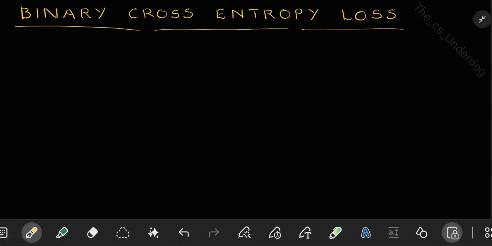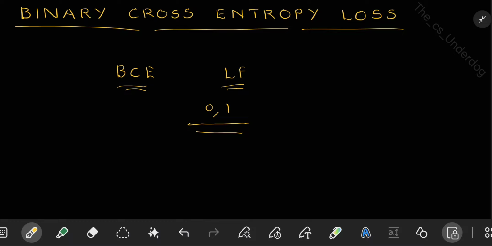Binary cross entropy loss. Let us learn about BCE, or binary cross entropy, which is the most widely used loss function in classification tasks, especially when the target variable is binary. Binary means 0 or 1. If you want to predict between two classes, one is 0, other is 1, then you generally use binary cross entropy as your loss function.